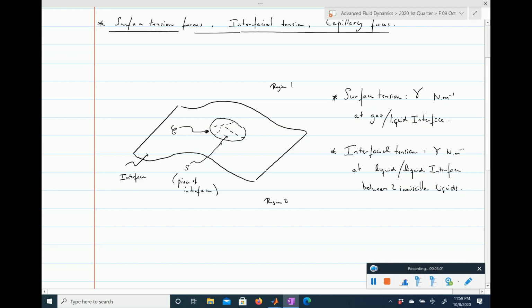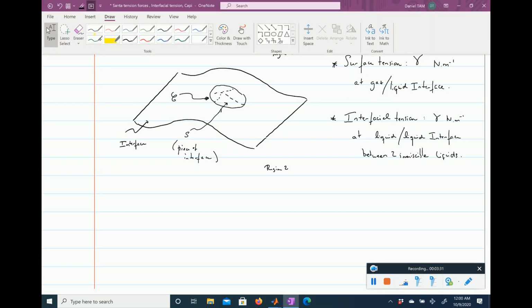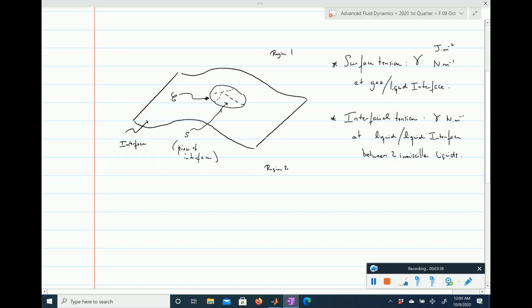All right, so one thing which you may or may not have noticed is that gamma has units of newtons per meter, right? So it has the units of an energy per unit surface, so these are also joules per meter squared. So it has the units of a surface energy. And indeed, one way to think about interfacial tension is to think about it from an energy perspective.